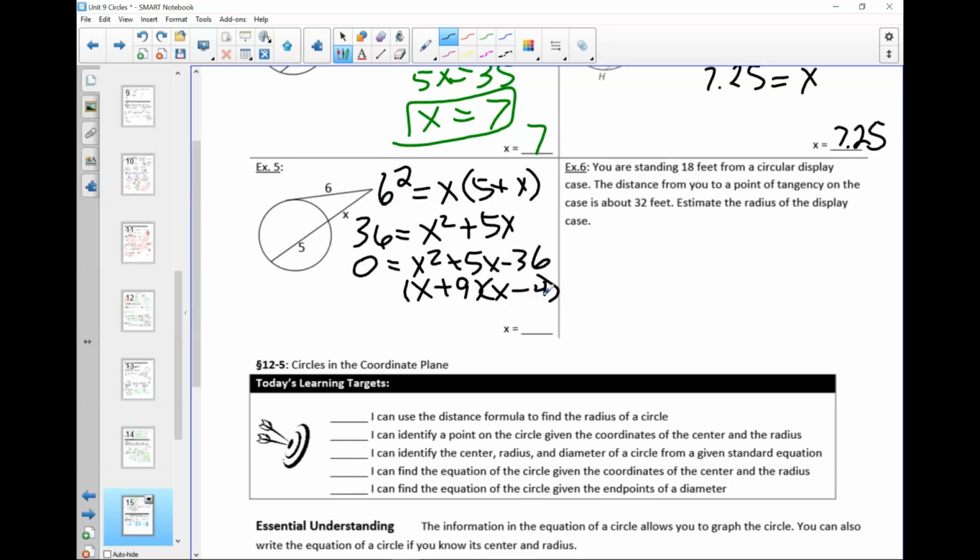Okay? So, when you factor this, you get x plus 9 equals 0, so x equals negative 9. And x minus 4 equals 0, so x equals 4. Now, in geometry, we'll only deal with the positive. So the one that matters will be x equals 4. Okay, and then finally, we are going to skip the last problem. And that ends this section.